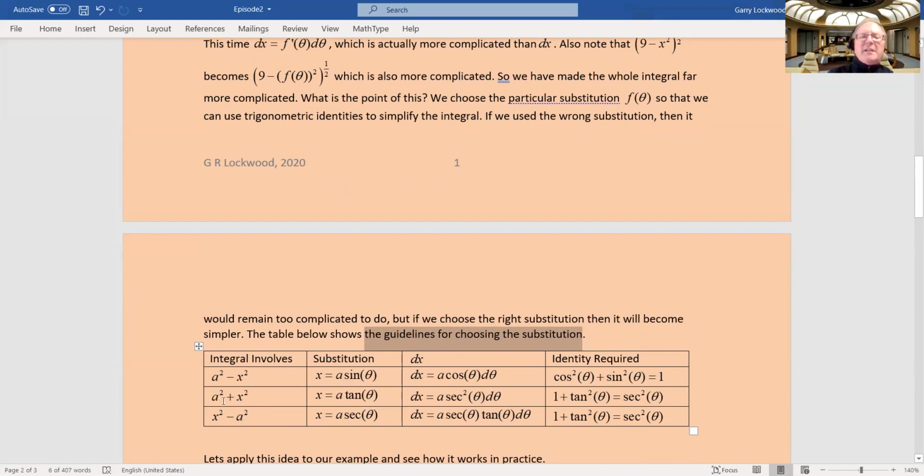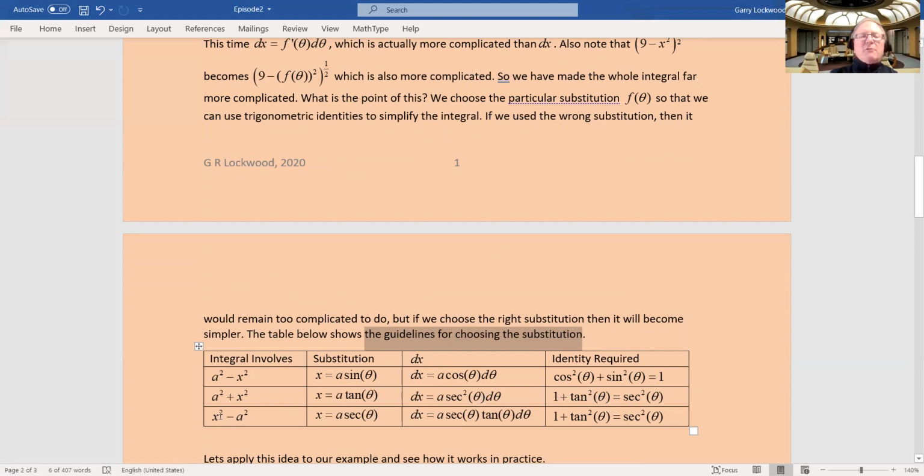If, on the other hand, the integral involves a squared plus x squared, then we use x equals a times tan theta. Now, not a tan theta, which in some computer languages would be the arctan or the inverse tangent of theta, but a times the tan of theta. Our dx, of course, is a times the sec squared of theta d theta. And the identity that we require is 1 plus tan squared equals sec squared.